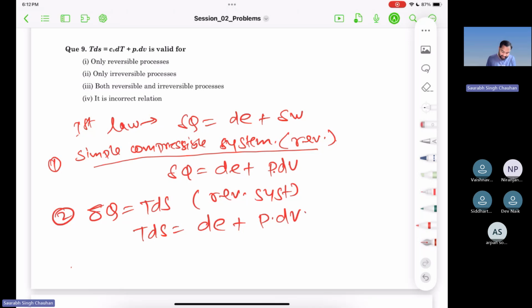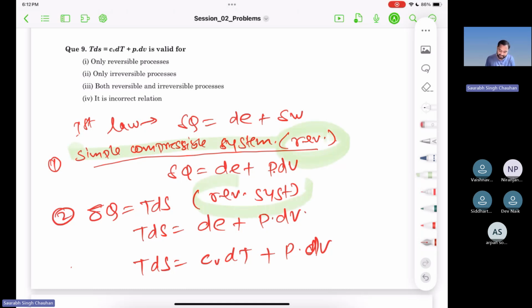And dE you can write in terms of temperature. So TdS is equal to CV dT plus PdV. So we have derived this equation from the first law of thermodynamics, but using some assumptions. First we assume the system is simple compressible and reversible. Then in the second step we also assume that the system should be reversible. Then we arrive at this final form.